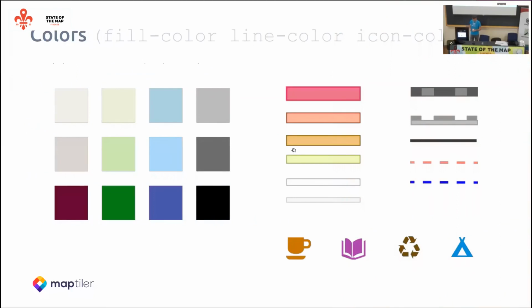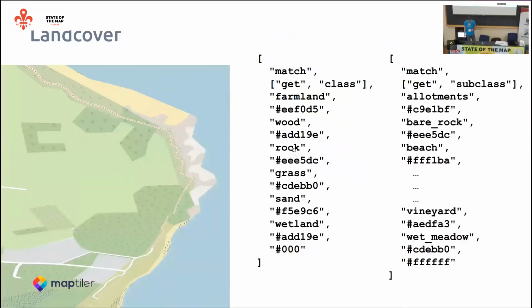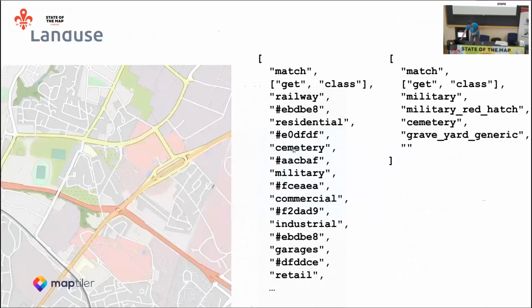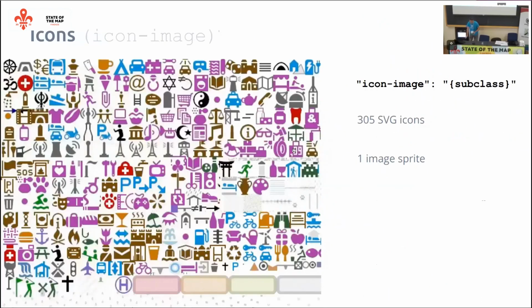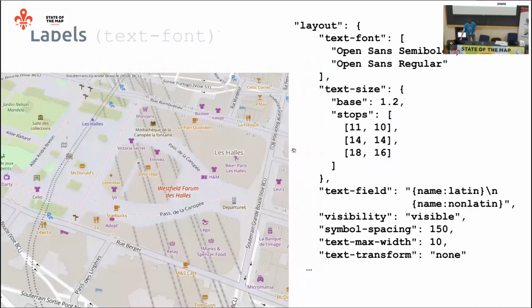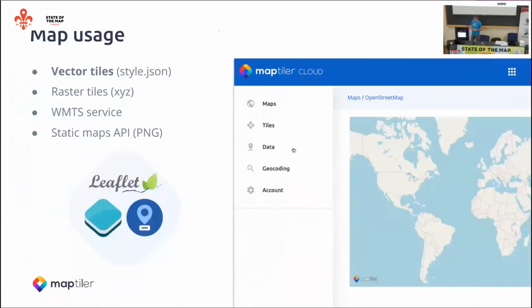First, the really important thing is the typical colors. Then the land cover. What you can see here is not only the land cover itself or its color, but also the textures. Land use, and of course we cannot miss the icons and map labels.